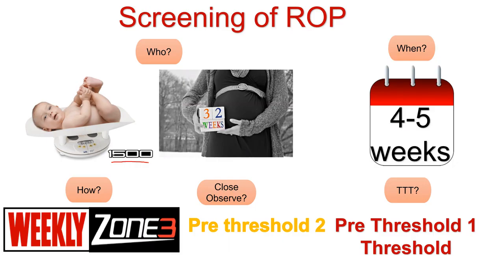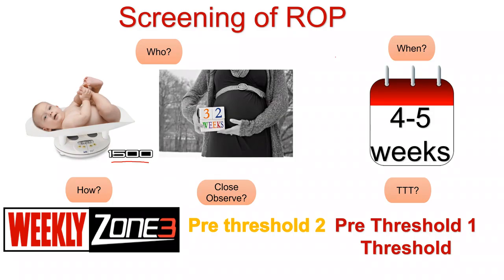So is this a sharp number? No, we can even screen babies weighing up to 2,000 grams if they have concurrent morbidities, like cardiovascular problems or respiratory problems. Those patients can also be prone to developing retinopathy of prematurity, even if they have more weight. We also screen babies with 32 weeks of gestation or less. This is also an indication for screening of retinopathy of prematurity.